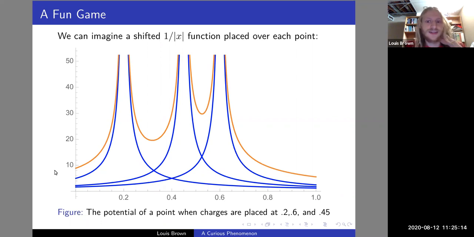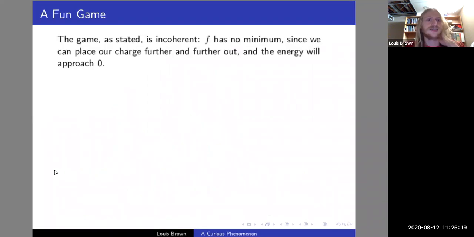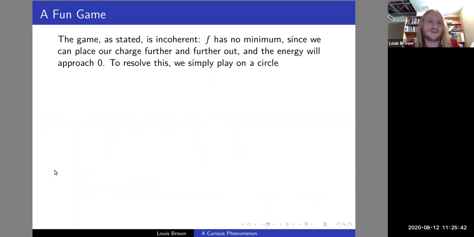And some of you might be looking at this and scratching your heads a little because the question I just posed doesn't make any sense. f doesn't have a minimum because that orange curve is going to 0 as we go further and further out from our existing electron charges. So it doesn't even have a minimum. We just get as small as we want by going arbitrarily far out. So in order to resolve this, we're just going to play this game on a circle instead. A circle is compact, so we know that the minimum always exists, and it's got some nice symmetry we can use to actually analyze what happens here.